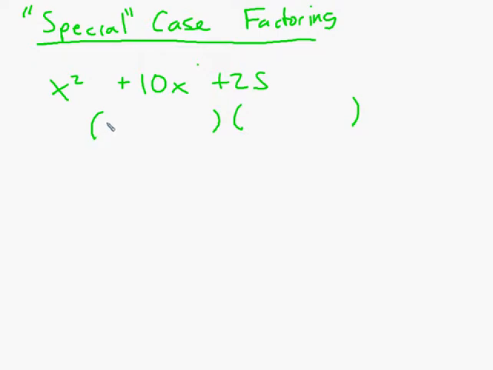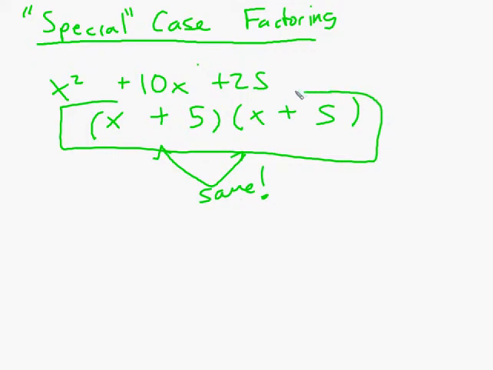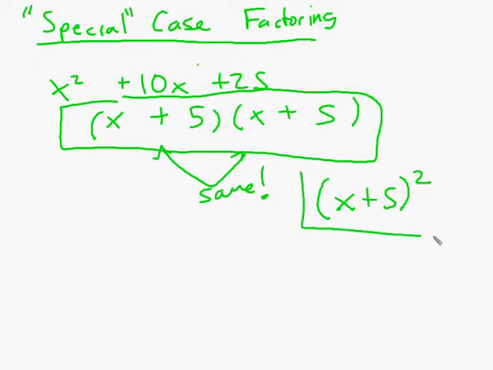x. Oh, 5 and 5. Yep, 5 and 5. And notice that these are, and this is why it's a special case, these are the same. Okay? So we could leave it like that. That's not wrong. We could also write it like this: x plus 5 squared. So that's another way to write it. These mean the same thing.